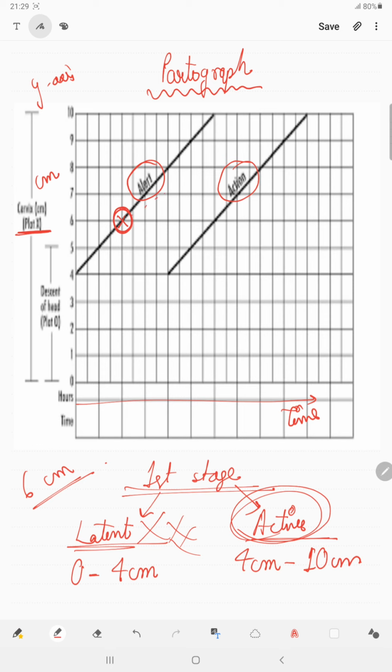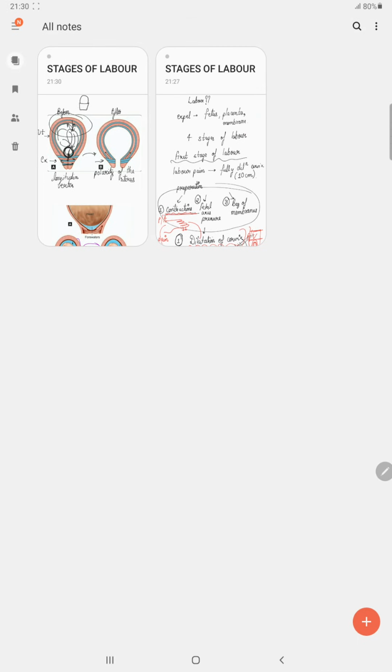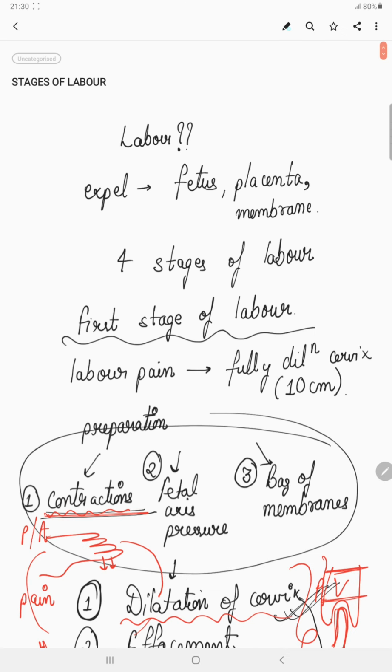If the graph is on or to the left of the alert line, it means that her progression of labor is normal. If it is to the right, it means the progression is slow; the dilatation is not occurring up to the mark. And if it has reached the action line, then you have to take some action. You have to intervene in this patient because her dilatation is extremely slow. So that is all about the stages of labor and how you would clinically assess.